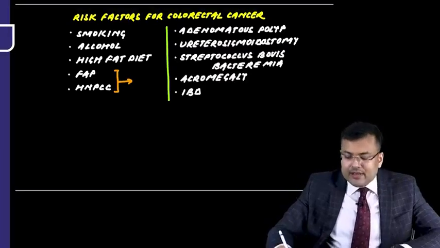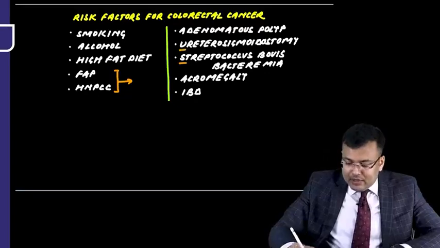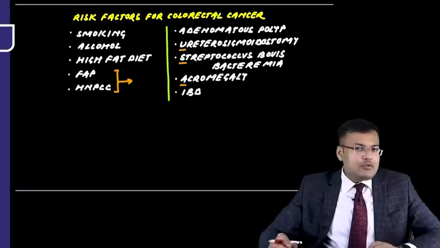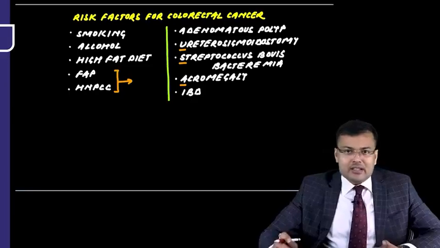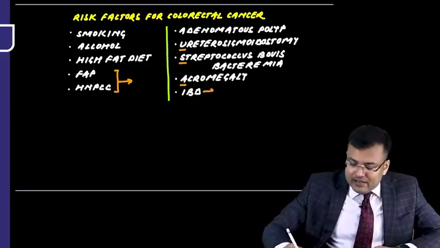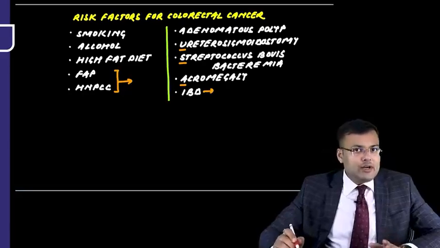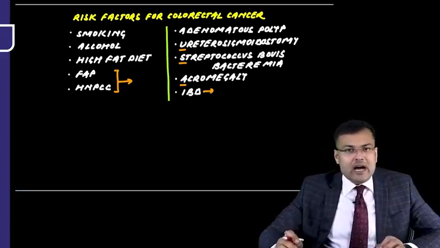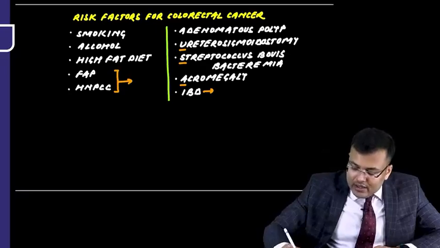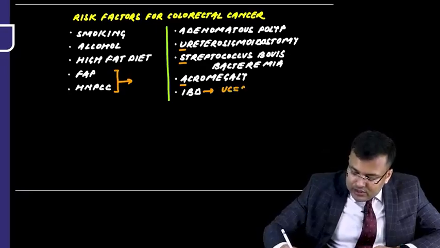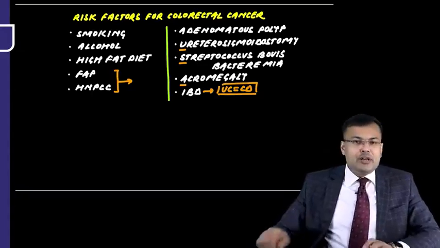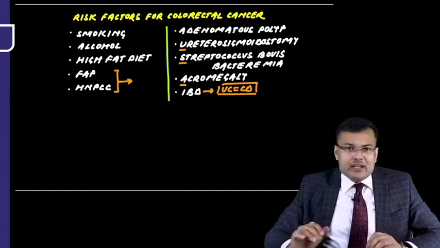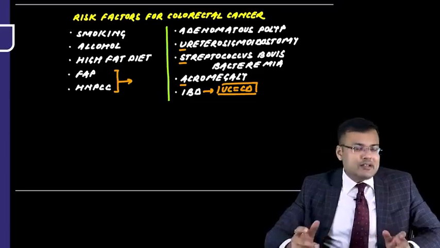Adenomatous polyp is a risk factor, and the risk factors for adenomatous polyp we discussed: USA, ureterosigmoidostomy, Streptococcus bovis bacteremia, acromegaly. These are the risk factors. Inflammatory bowel disease, both ulcerative colitis as well as Crohn's disease, are risk factors, and the risk is equal in both. So both are going to increase the risk of colorectal cancer. So here there is similarity between colorectal cancer if we talk about the risk factors.